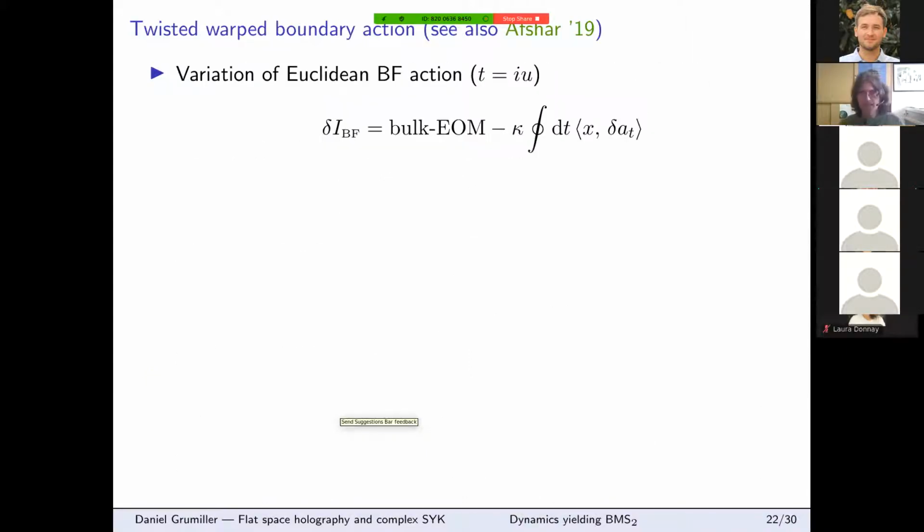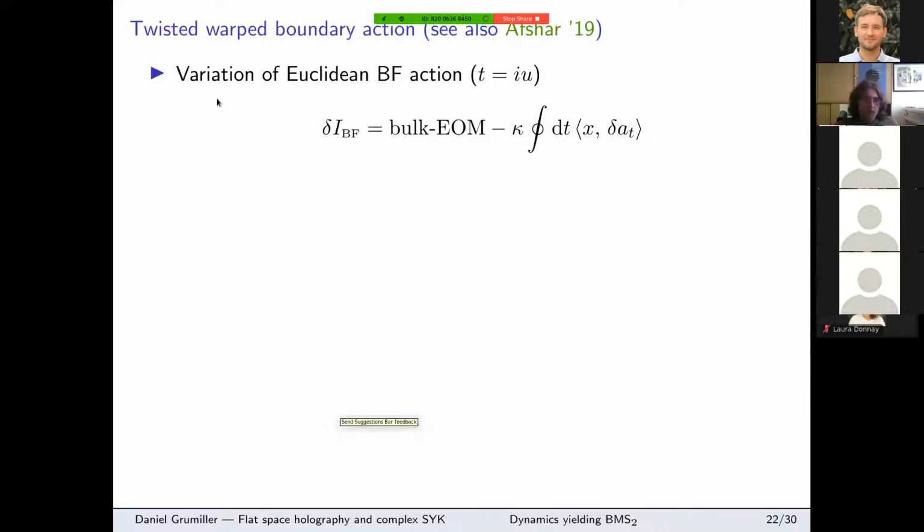Okay, so we see now that we do get the BMS2 symmetries or the warped Witt symmetries. What can we do with them? Well, our next step was to discuss the boundary action, which we call the twisted warped boundary action, and which I explain on this slide, and why it is of interest.